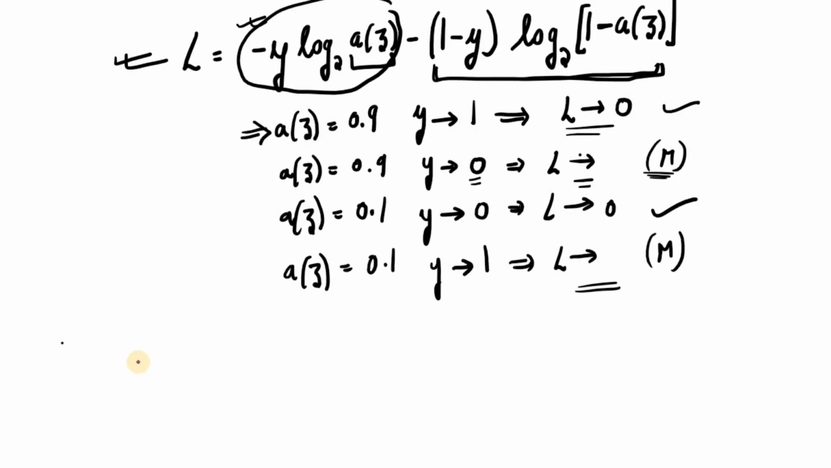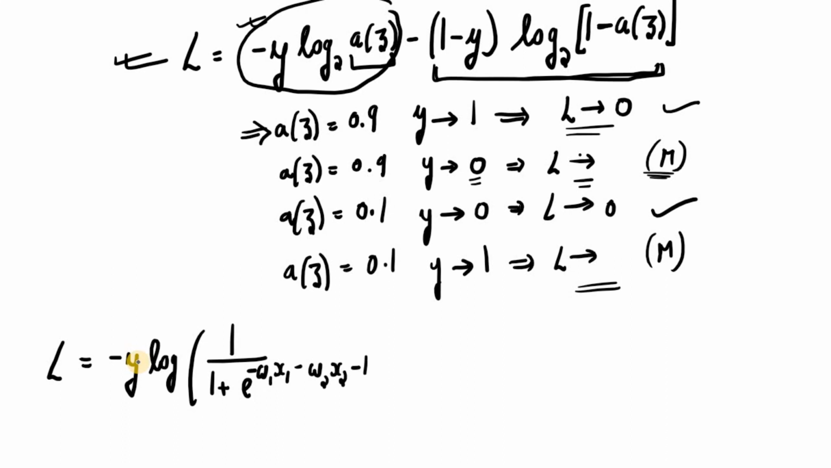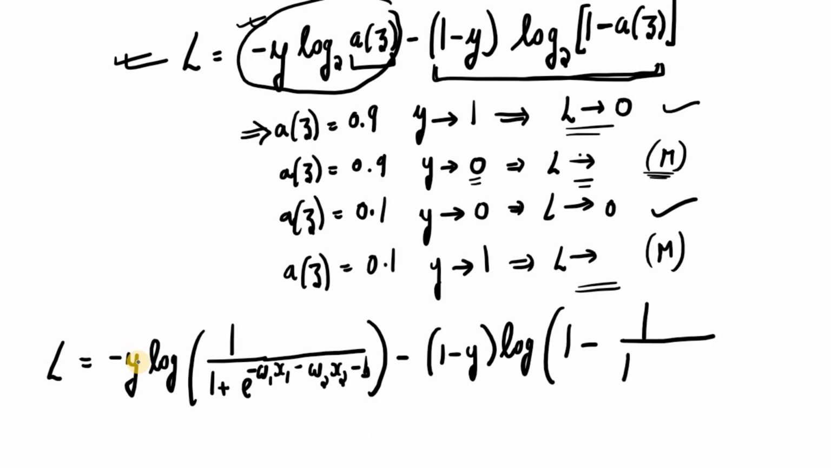Now if we try to open the function a bit, this is how the loss function is going to look like. We will have minus y log of 1 upon 1 plus e raised to minus w1 x1 minus w2 x2 minus b. This is for the first term, and then we will have a negative sign, and then (1 minus y) log of 1 minus 1 upon 1 plus e raised to minus w1 x1 minus w2 x2 minus b.